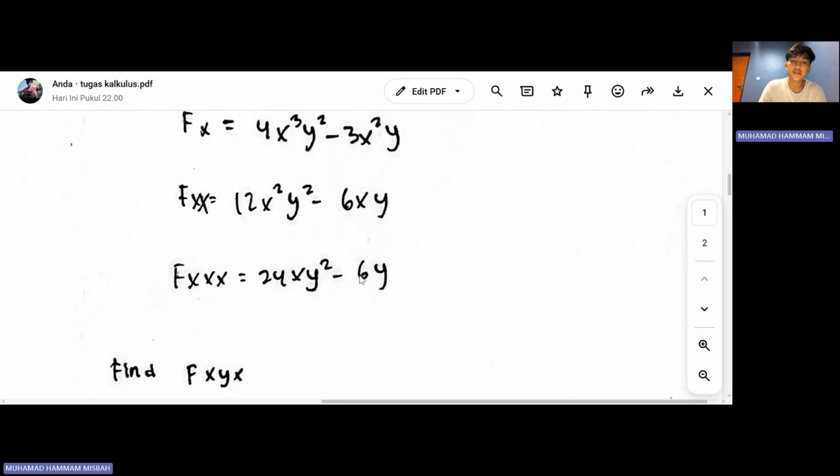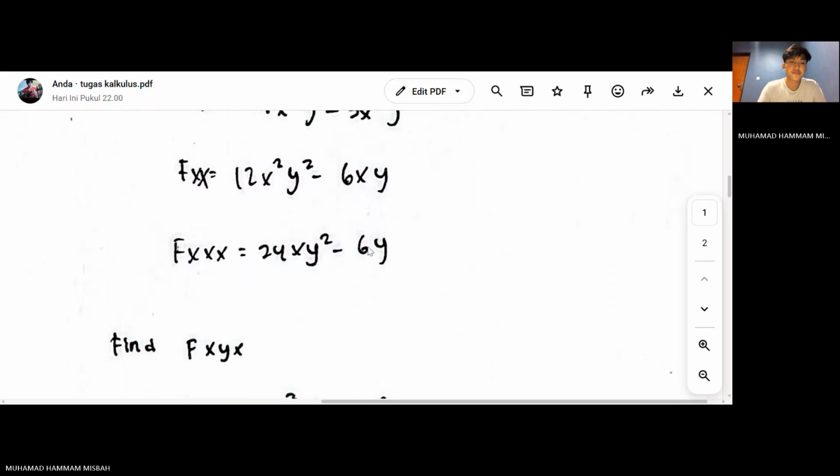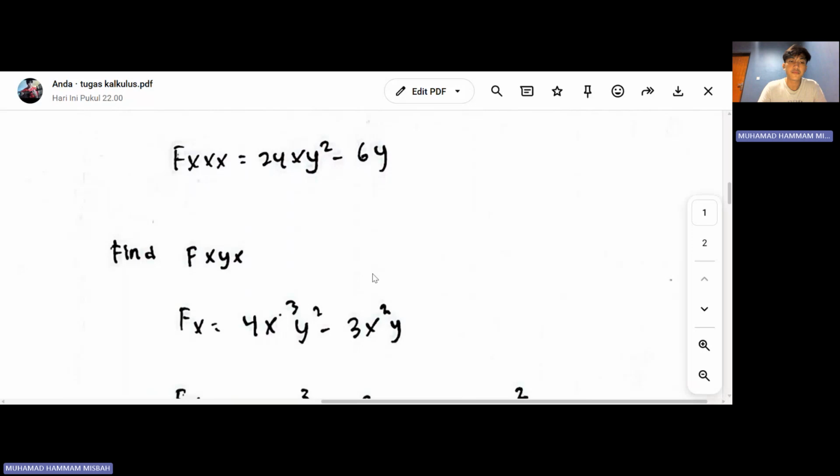Why is it just 6y? There is no x in there because x to the power of 1 minus 1 becomes x to the power of 0, and x to the power of 0 becomes 1. So 1 times 6 equals 6, and 6 times y equals 6y. So the final answer is 24x y squared minus 6y.